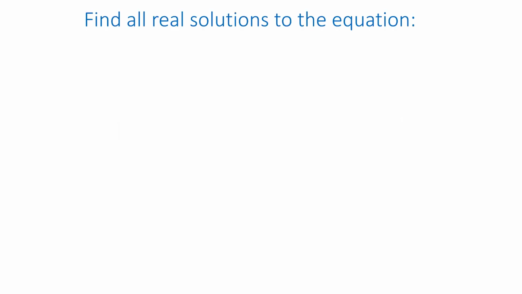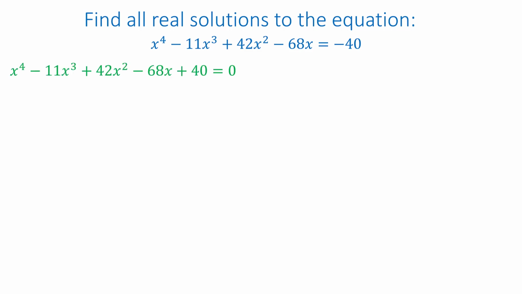Let's start by finding all real solutions to the equation x to the fourth minus 11x cubed plus 42x squared minus 68x equals negative 40. As we often do with nonlinear equations, we start by getting a zero on one side of the equation. In this case, we would add 40 to each side to give us x to the fourth minus 11x cubed plus 42x squared minus 68x plus 40 equals 0.